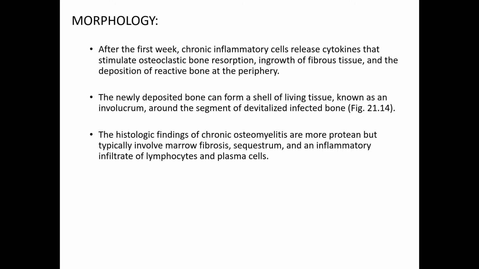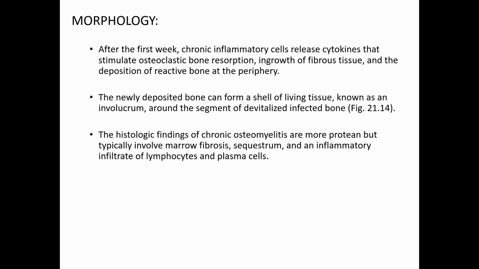Osteoclast cells start to cause bone resorption and in growth of fibrous tissue. تجي الفايبروبلاست تسوي لنا laying down of fibrous tissue and the deposition of the reactive bone at the periphery. يبدي reactive bone يتكون at the peripheral side. The newly deposited bone can form a shell يعني مثل shell of living tissue يعني layer أو رف أو فد شيء خفيف جدا نسميه known as involucrum. Okay. Around the segment of devitalized infected bone.